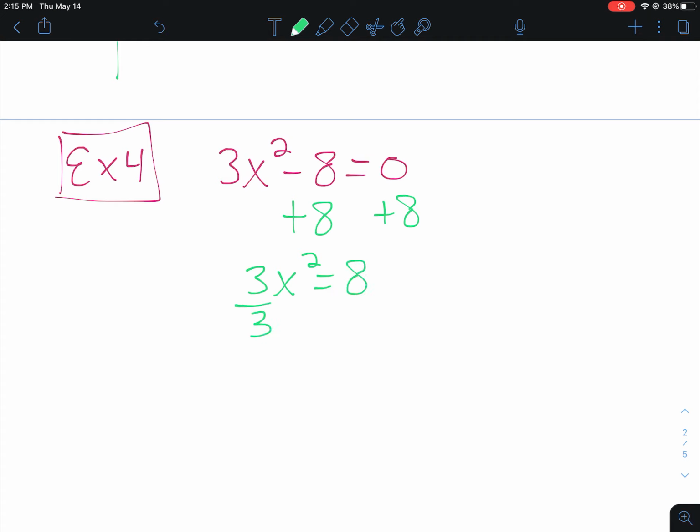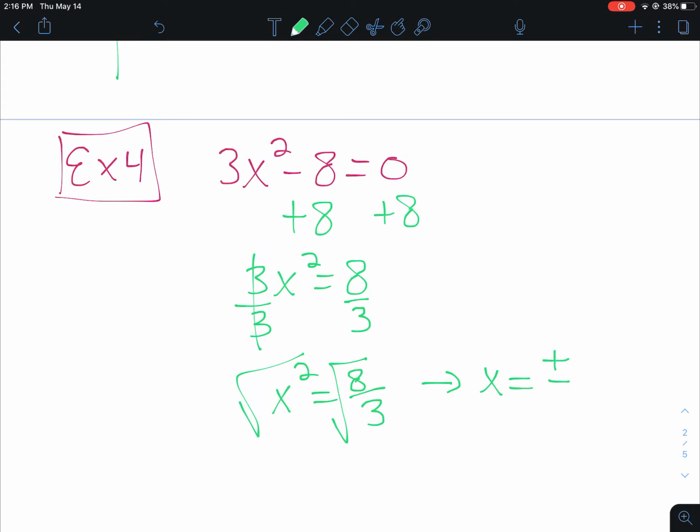I'm going to divide by 3. Get rid of that a term. So x squared is equal to 8 thirds. And then I will take the square root. So x is equal to, again, both positive and negative.